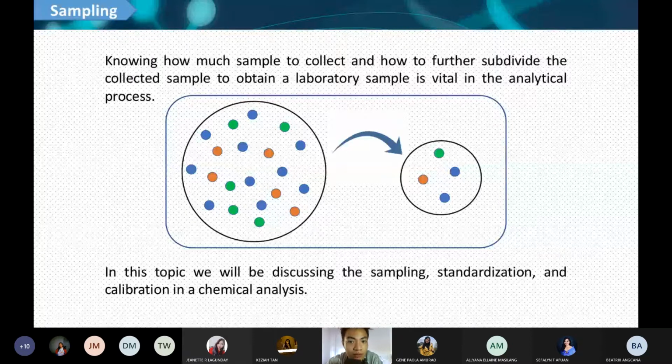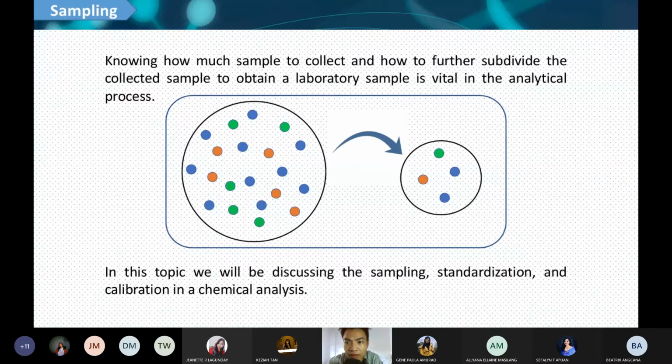In chemical analysis, you also do not have to get the entire sample. For example, if you are analyzing the Pasig River, you do not have to get the entire volume of the liquid in there. You just have to get a small portion of that liquid and bring it to the laboratory, and that's sampling. Sampling is getting a representative part of the entire population.